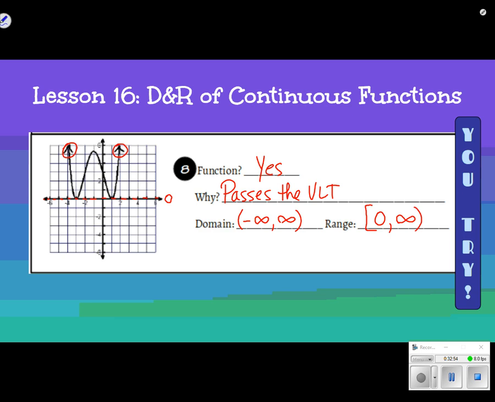All right, domain. X is between negative infinity and positive infinity. Y, however, because we're going off in one direction, is greater than or equal to 0.